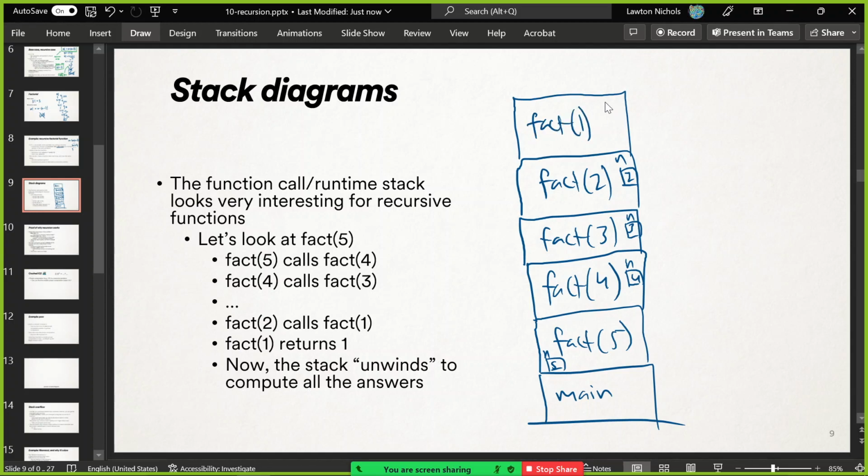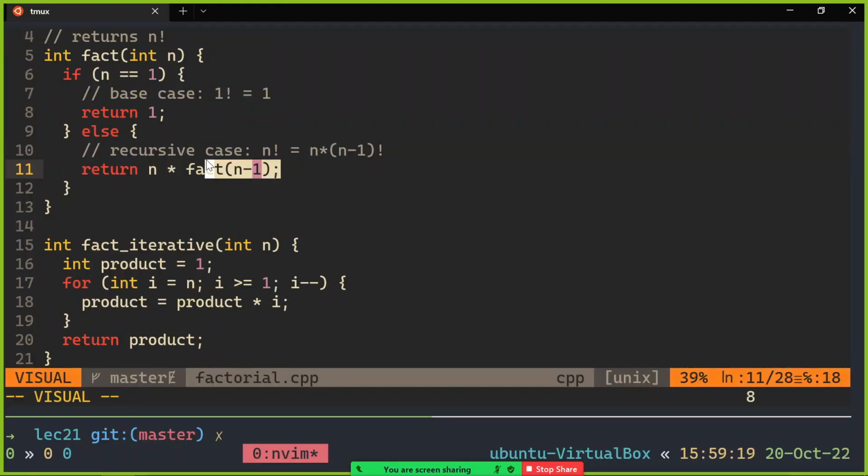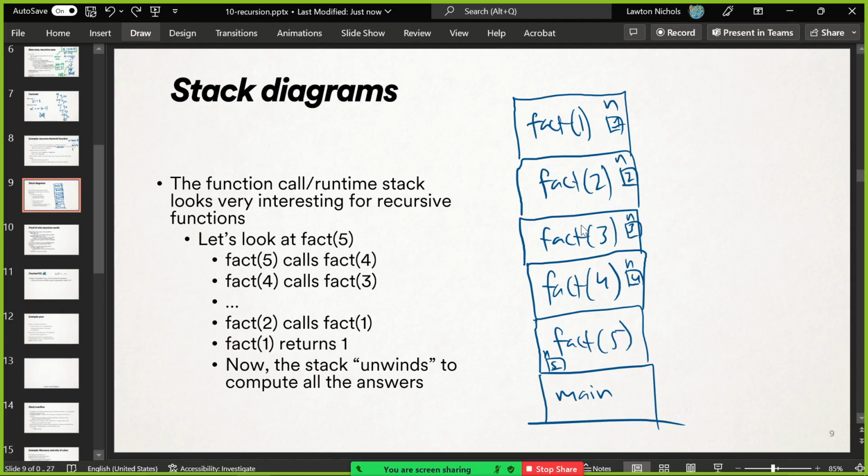Fact of 1 has its little n variable parameter set to 1. And now we're in the base case. We have 5 calls to fact on the stack right now. None of them have completed. They're all waiting on each other. They were all waiting right here so they can multiply their n by the answer that they got back. All right? That's what's going on.